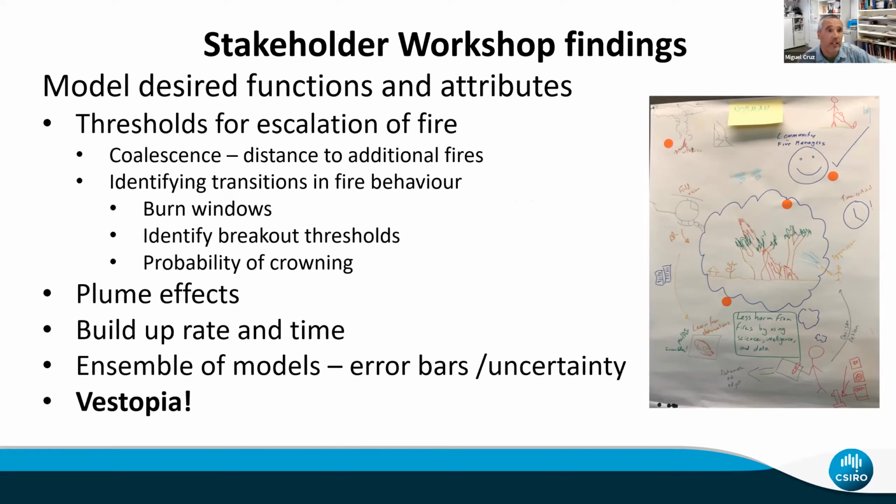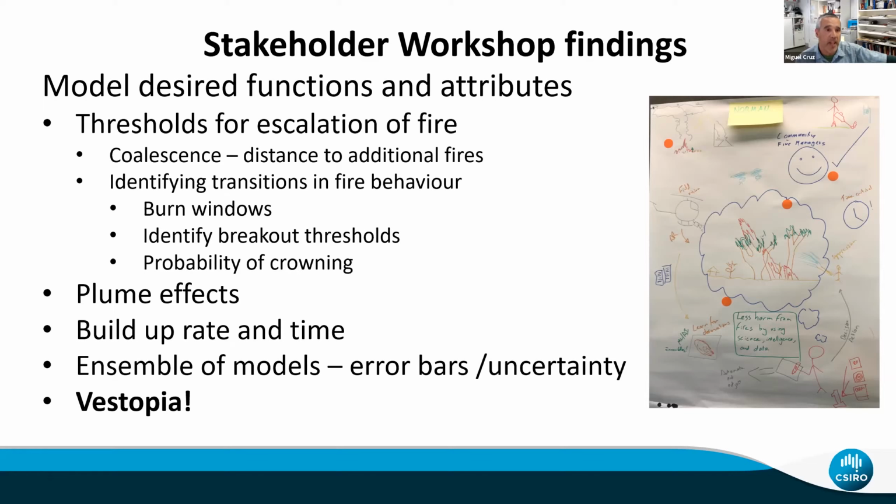There are a few more desired attributes, talking about thresholds of fire escalation, coalescence, how different spot fires, but also different fires, interact between them, as a function of distance and alignment with the wind. Identifying transitions in fire behavior that will allow us to better predict the burn windows to conduct back burns, for example. Also, after a period of inactivity throughout the overnight period, what are the conditions that are going to lead to a breakout of fire that already existed in the landscape?